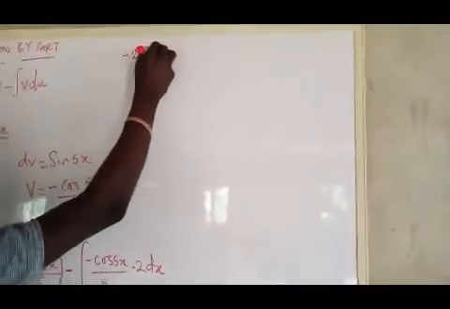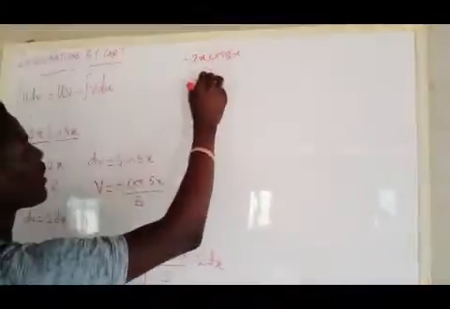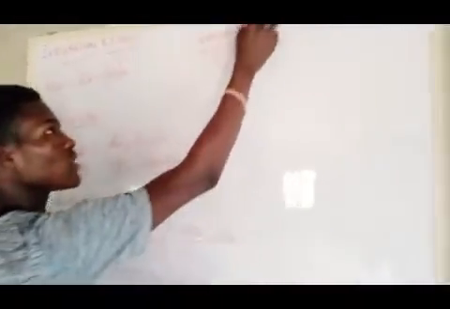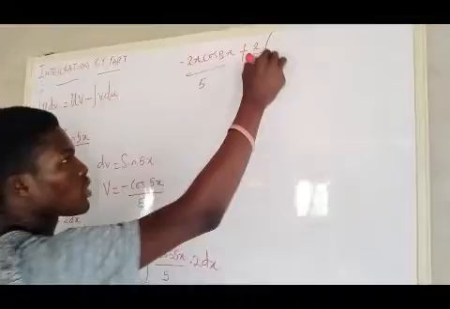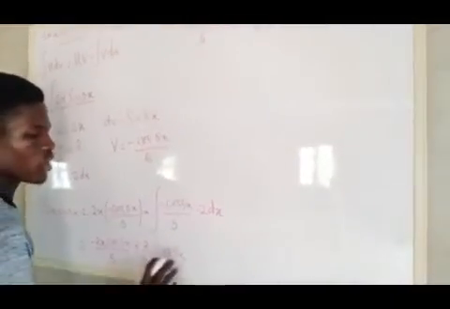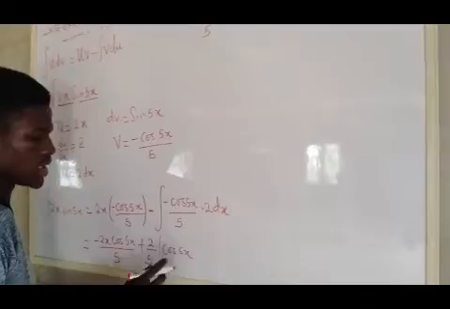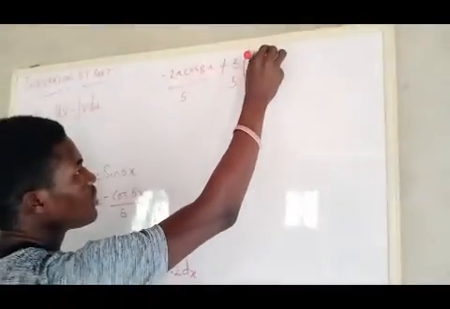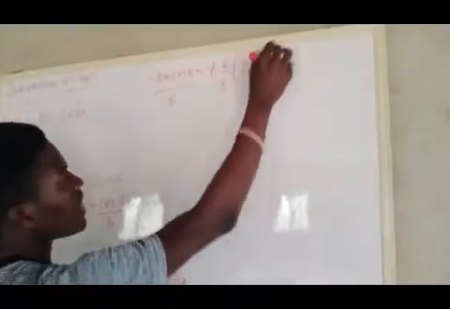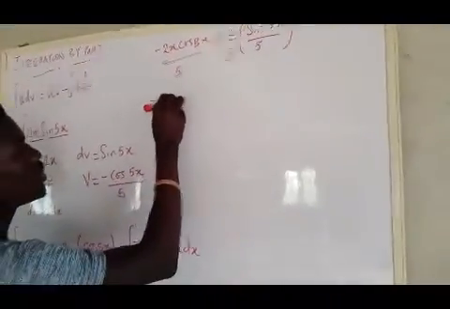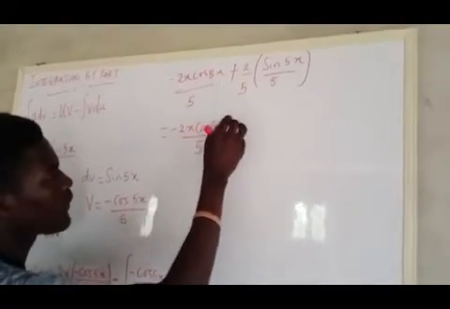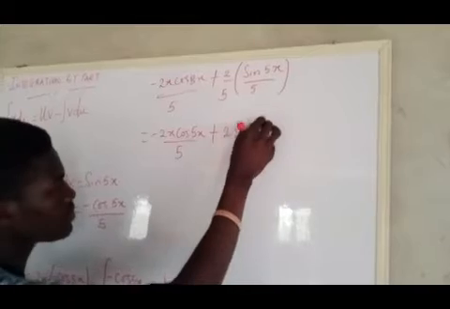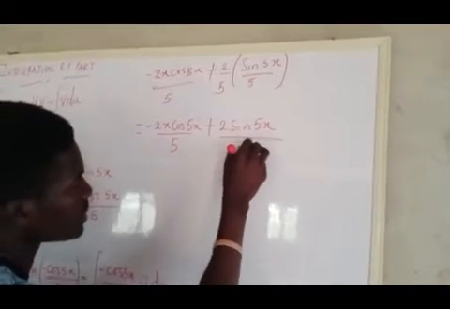So the next thing to do is to finish my answer. That will be minus 2x cos 5x that I had before over 5, plus now 2 over 5 multiplied by, if you integrate cos 5x, it will give you sine 5x over 5. So your answer will now become minus 2x cos 5x over 5 plus 2 sine 5x over 25.